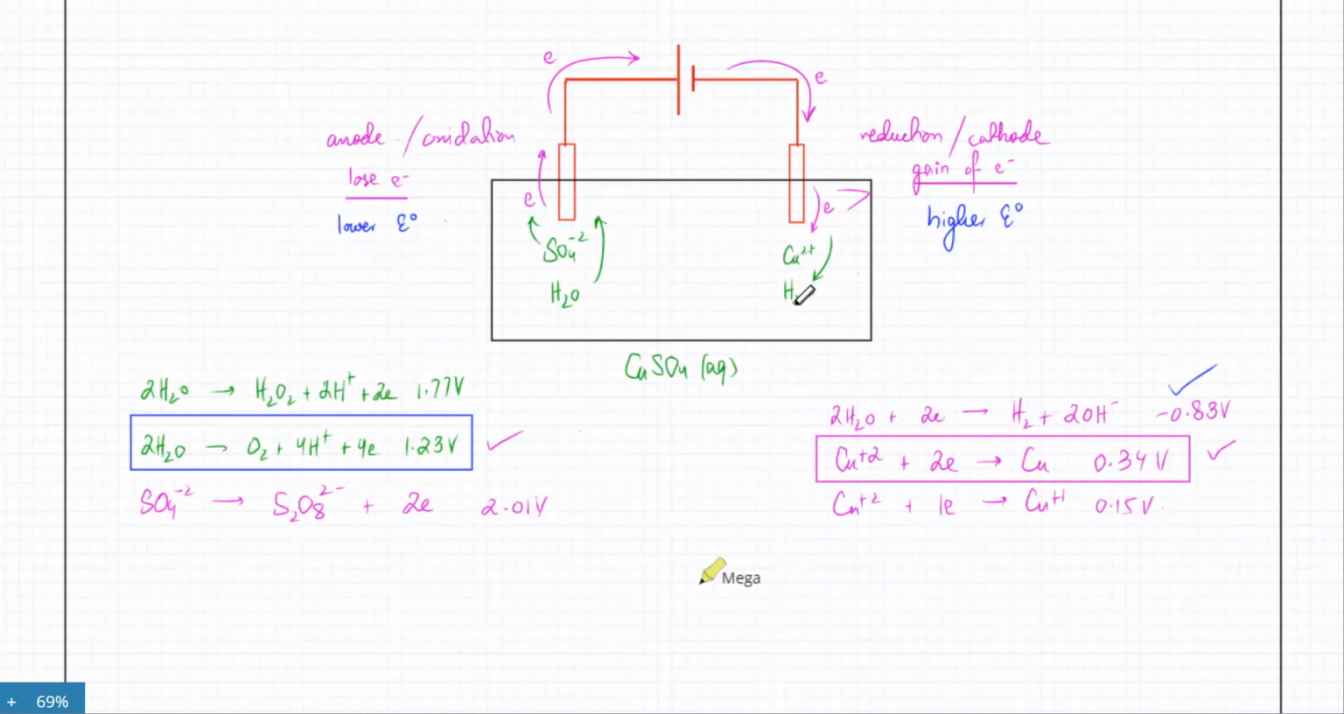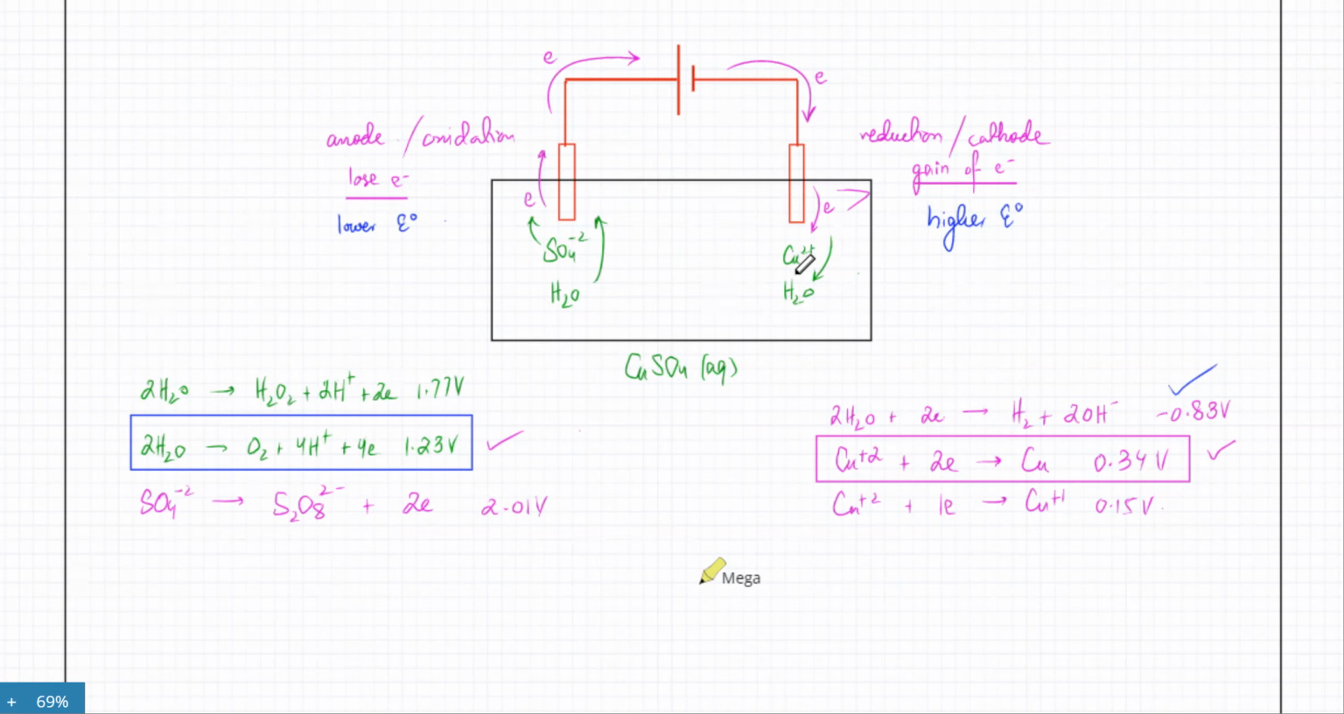Anything that appears at cathode, the battery is going to give it electrons, so there is no choice. The only thing that it's going to do is gain electrons. Anything that appears at the anode is going to lose electrons. Negative ions appear at anode, and positive ions are attracted to cathode.